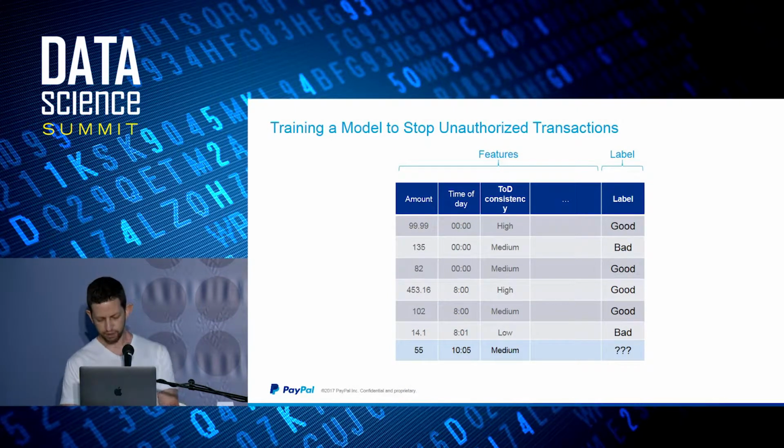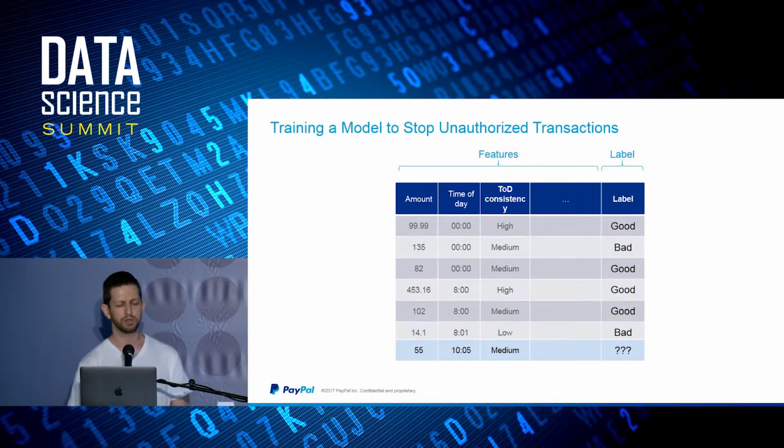For every transaction, we have many features. Like the amount of the transaction, the time of day, how consistent is the time of day with previous purchases by the same user, and so on. Many features, thousands of features actually. And at runtime, after we train this model, the model runs and looks at all of the features of the transaction and decides whether it looks like a good or bad transaction. And if it's a bad transaction with high enough certainty, then we actually block the transaction.